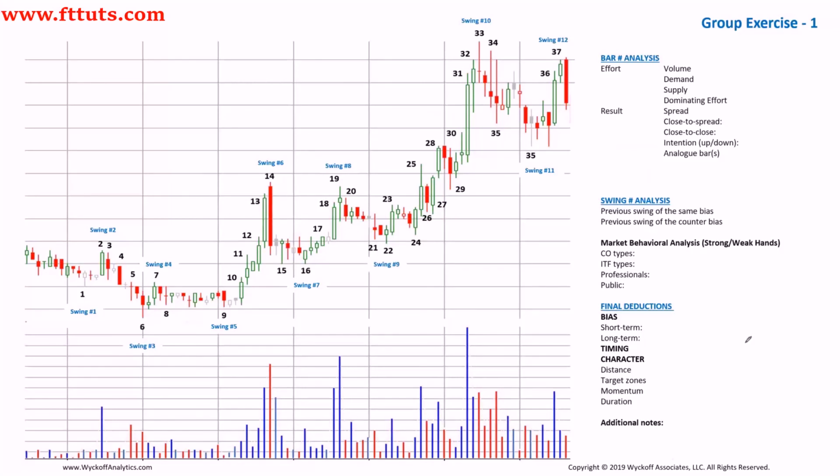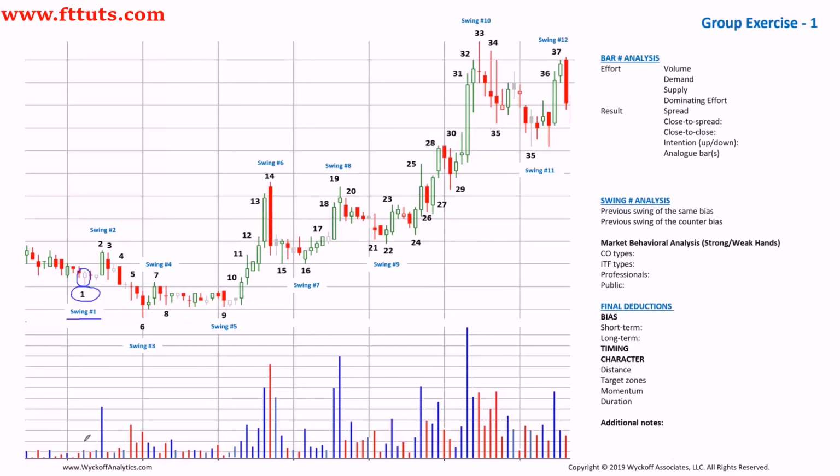All right, so let's start our analysis, and let's start with bar number 1, right here. This seems like a conclusion of swing number 1, and let's discuss this bar a little bit. What do we see behind this bar for the result and for the effort?